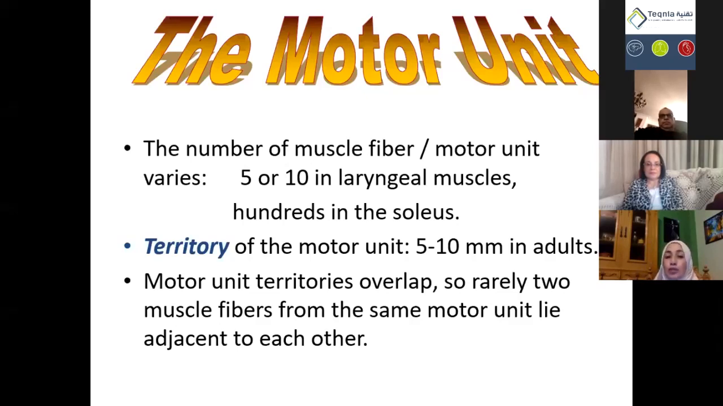And we have multiple territories overlapping. So it is very rare to have two muscle fibers related to the same motor unit as near to each other. Is this okay? We mean by territory, we draw a circle including the muscle fibers within 5 to 10 millimeters. Territories are overlapped, just like this. Many territories, and if we look at the muscle fibers beside each other, they are not related to the same motor units.